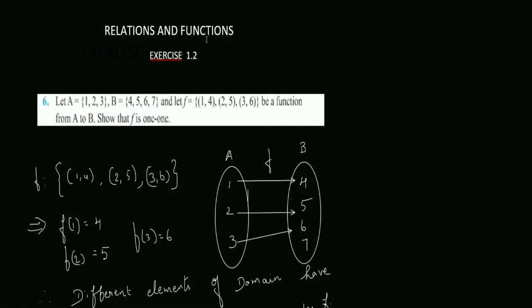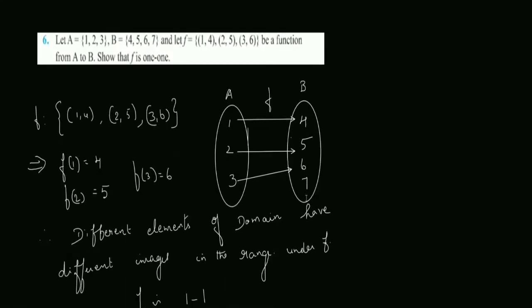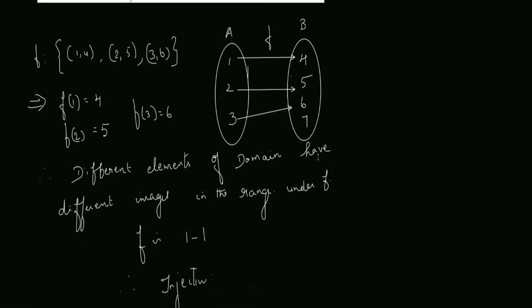Hello students, today we'll do exercise 1.2 question number 6. Let A = {1, 2, 3}, B = {4, 5, 6} and f = {(1, 4), (2, 5), (3, 6)}. As a function from A to B, show that f is 1 to 1. So A and B are two sets, 1 to 4, 2 to 5, 3 to 6. Different elements in the set A have different images in the set B. Therefore, the function is 1 to 1. It is injective.